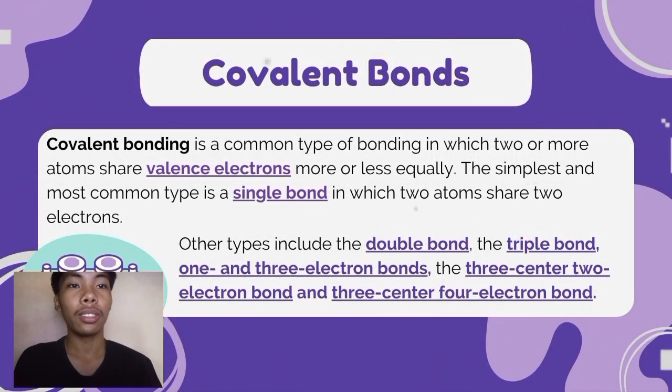Covalent bonds. Covalent bonding is a common type of bonding in which 2 or more atoms share valence electrons, more or less equally. The simplest and most common type is a single bond, in which 2 atoms share 2 electrons. Other types include the double bond, the triple bond, 1 and 3 electron bond, 3 center 2 electron bond, and 3 center 4 electron bond.